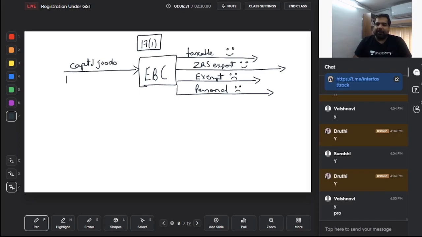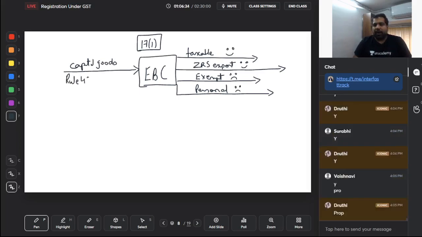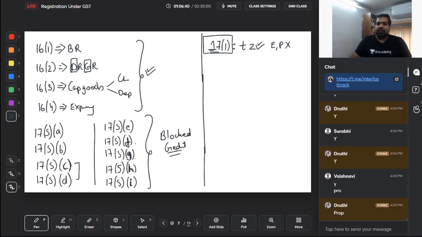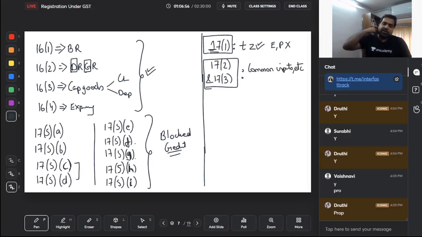But that is done under a rule called Rule 42 and Rule 43, which has now been removed from CA Inter. So these 2 rules are removed. So this is section 17(2) and 17(3), which says that in case of any common inputs, common meaning are we using it for all kinds of supply? Yes. In case of common inputs or common input services or common capital goods, will you apportion it? Yes. But is this there for your exam guys? No, this is not there for your exam.